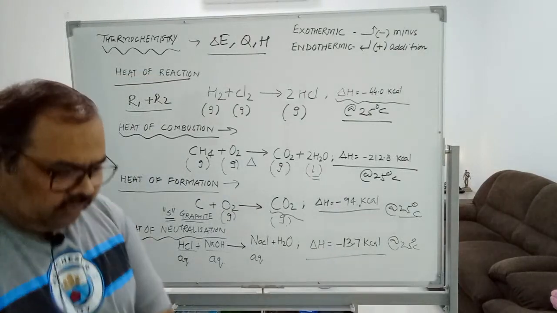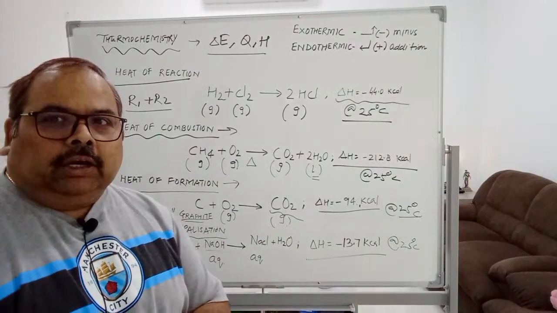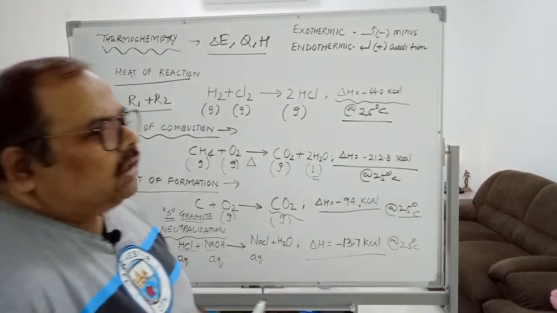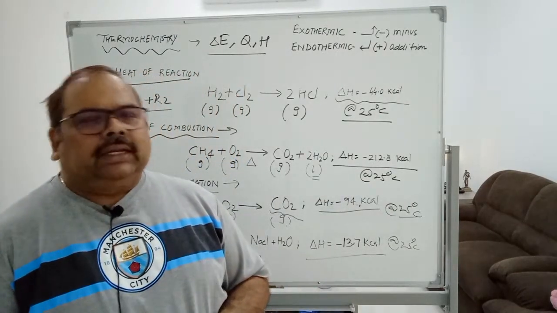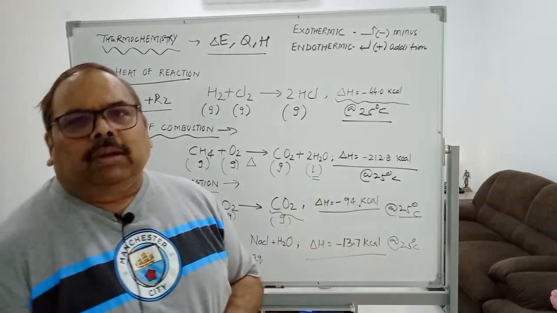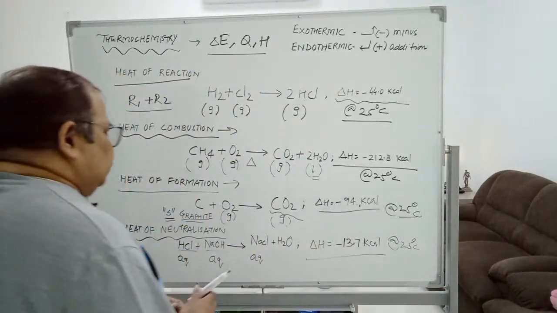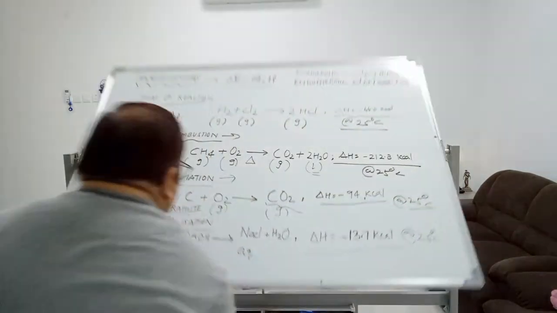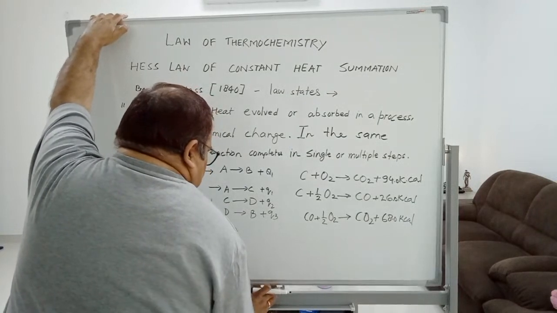Now the next head is what mechanism is involved in this. We are just going to see the reactions. If the reactions are taking place in one step or several steps, the heat evolved or absorbed will always be the same. This was studied by Hess's law. This will also show the mechanism. You will see it in the next lecture.